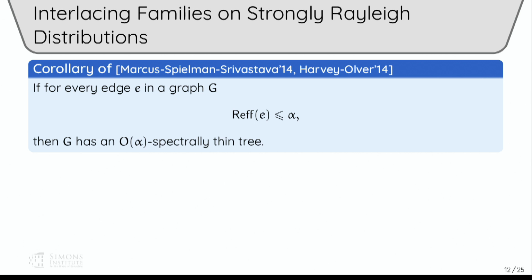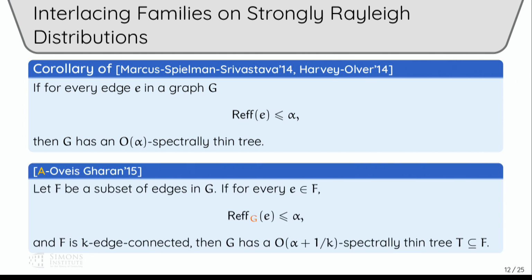Okay, so let me tell you how we deal with the first problem, and that's making sure that the newly added edges aren't picked. This is the statement I told you, which is the spectral equivalent of Goddyn's conjecture. If you have a graph and its effective resistances are bounded by alpha, then you have an alpha spectrally thin tree, right? So if we apply this to G plus H, the tree that we get could be using the newly added edges.